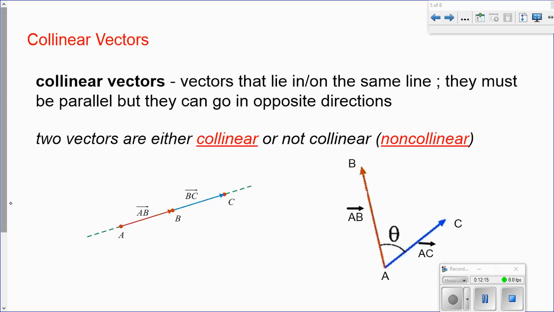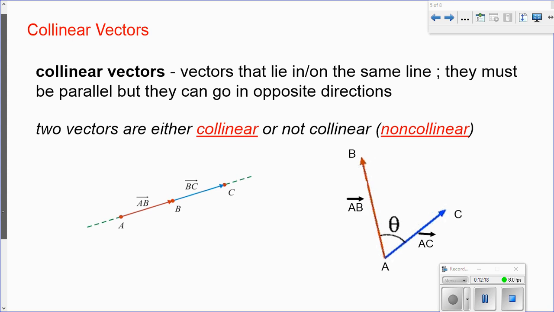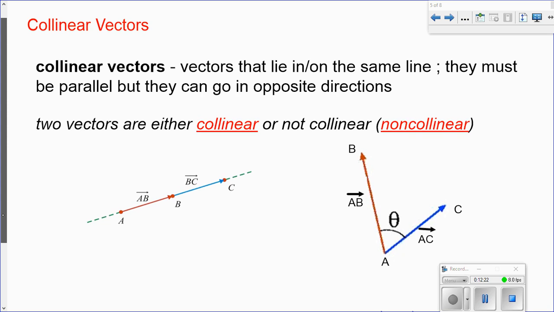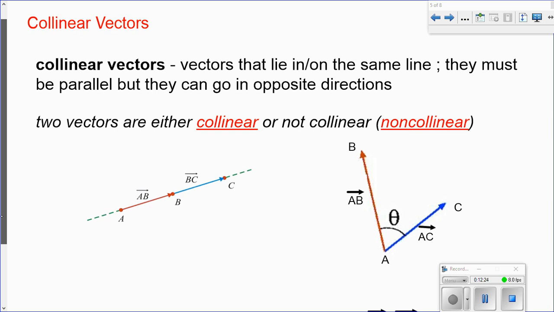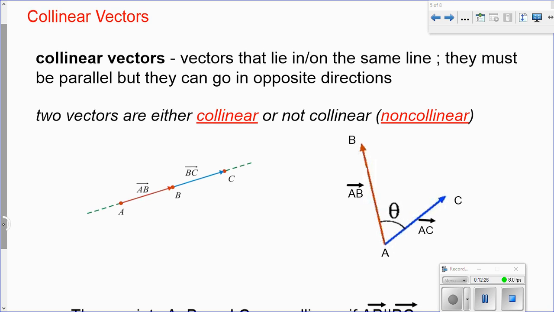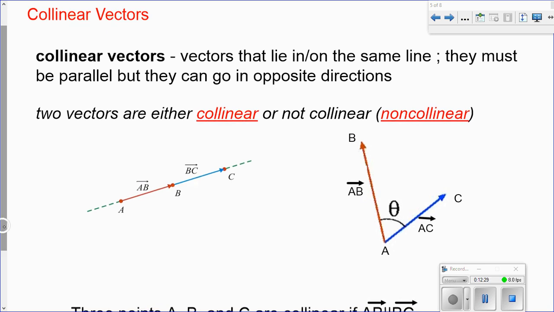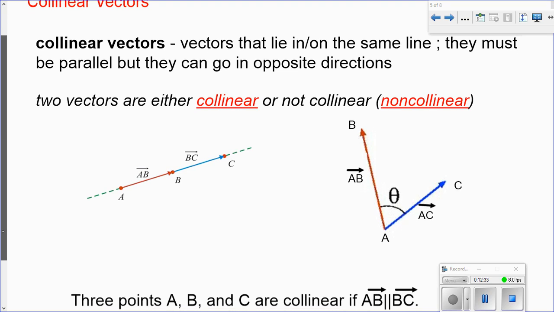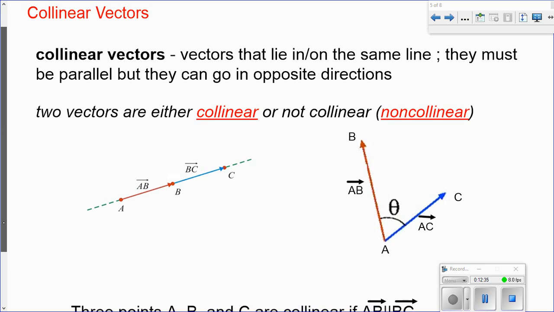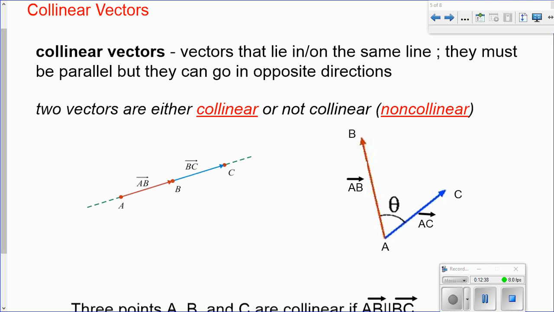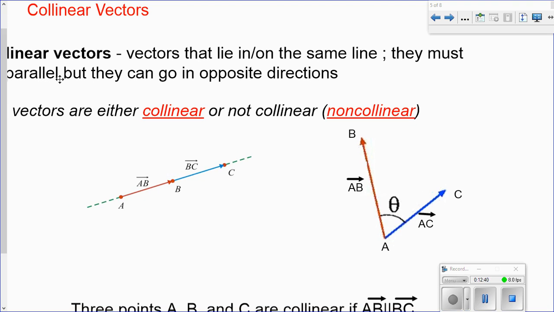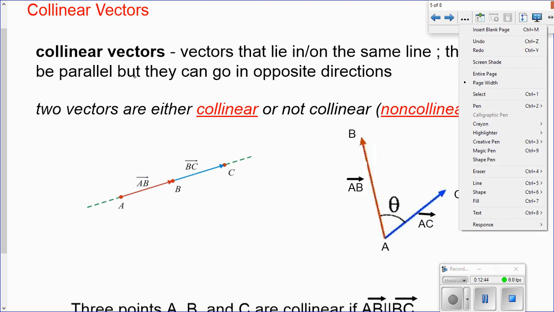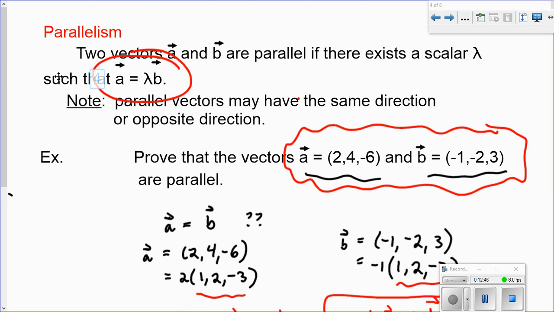All right, the concept of collinear vectors. Collinear means to lie in the same line. So vectors can either be collinear or non-collinear, meaning not collinear. Basically, vectors either can lie in the same straight line, or they don't lie in a straight line. That's pretty straightforward, I think. Vectors that lie on the same line must be parallel, and that's going to be the key here. But again, they can go in opposite directions. Certainly parallel. We're checking for parallel.